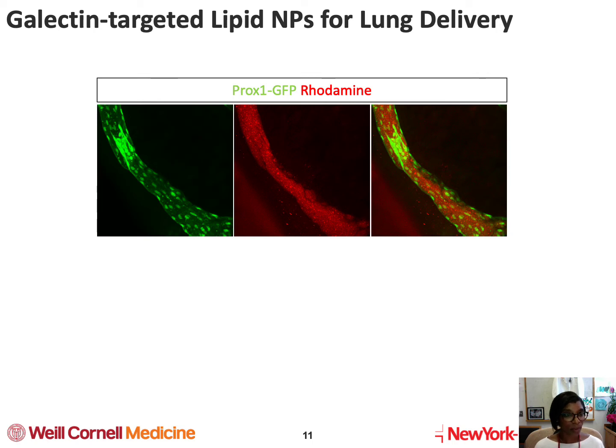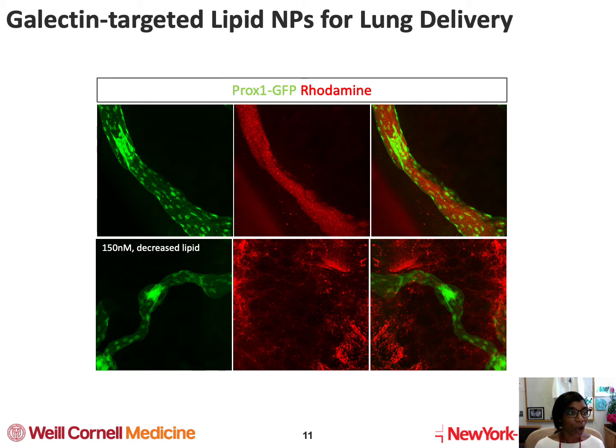We labeled the particles with rhodamine just as a fluorescent label so we could see it later. And we actually saw very nice localization of the particles directly in the lymphatic vessels in the lungs. And this actually, we tested many different formulations and this wasn't always true. So this is actually also using a galectin-targeted nanoparticle, but using decreased lipid content in a larger size. So this is actually an increase of 150 nanometer size nanoparticle.